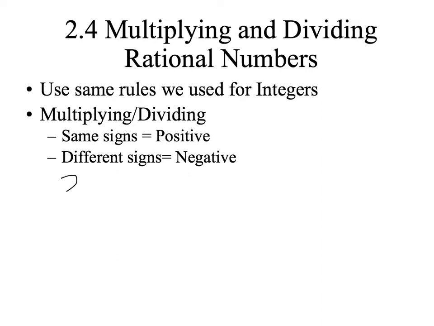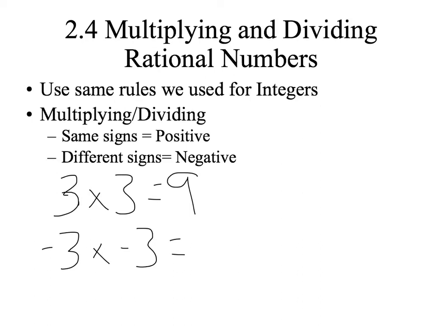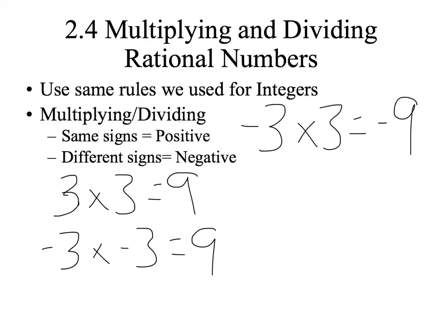A couple quick examples. 3 times 3 gets me a positive 9. A negative 3 times a negative 3 gets me a positive 9. When the signs are different, negative 3 times a positive 3, then I have a negative 9. Or 3 times a negative 3, I have a negative 9. So remember those basic rules that we use when we used them with integers.